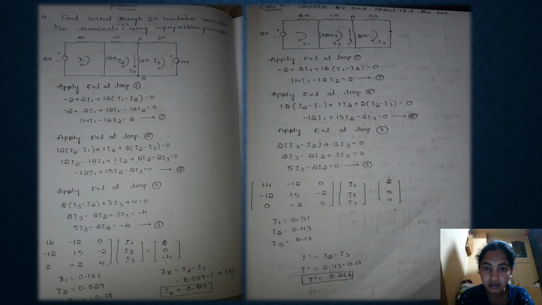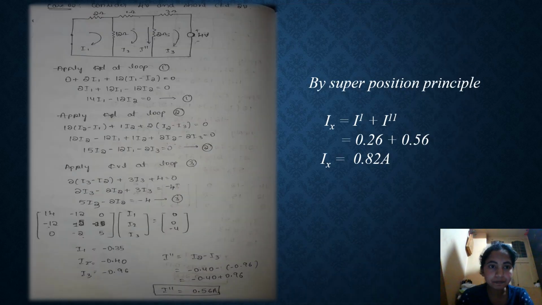After matrix multiplication, I1 is equal to 0.51, I2 is equal to 0.43, I3 is equal to 0.17. So after finding case 1, let us find I dash. I dash is equal to I2 minus I3. I2 is 0.43 minus I3 which is 0.17, so I dash is equal to 0.26 amps.